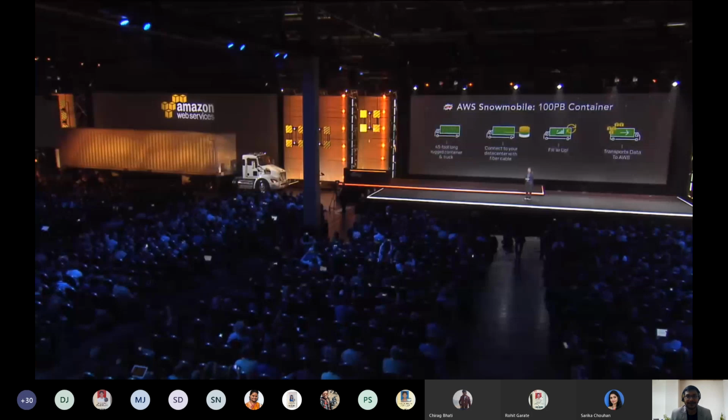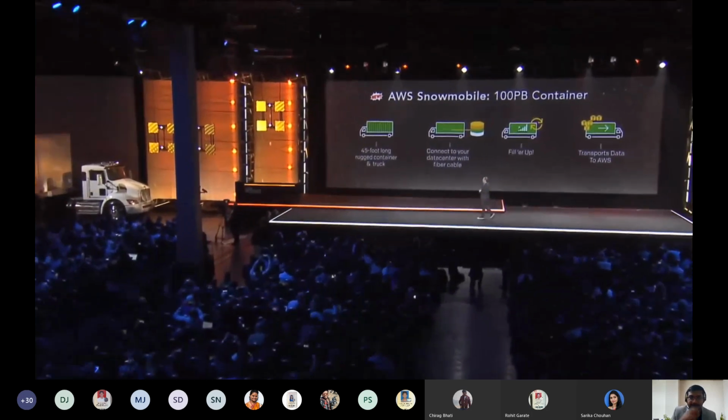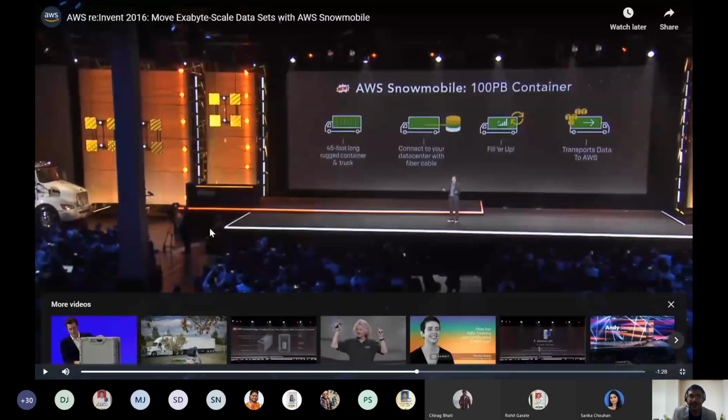So Snowmobile is a 100 petabyte container. It comes affixed. If someone has not listened, it's a 45-foot long container, or a truck you can say, which is basically connected to your data center with a fiber cable. When you have to move this much data, this 45-foot long truck actually comes to your data center.